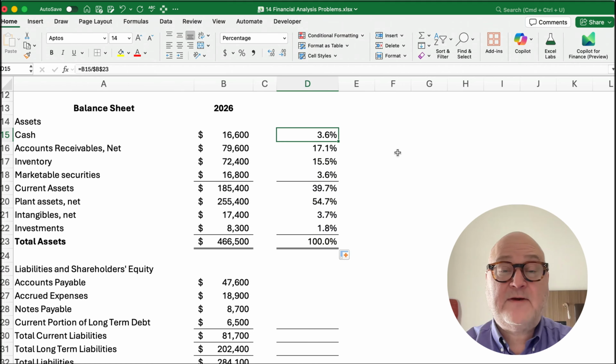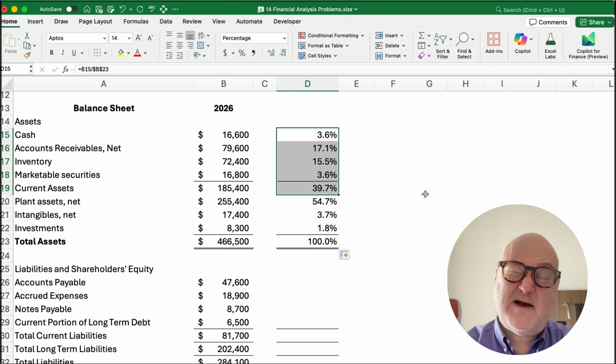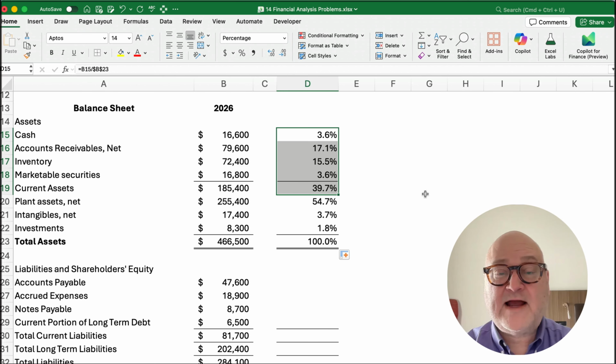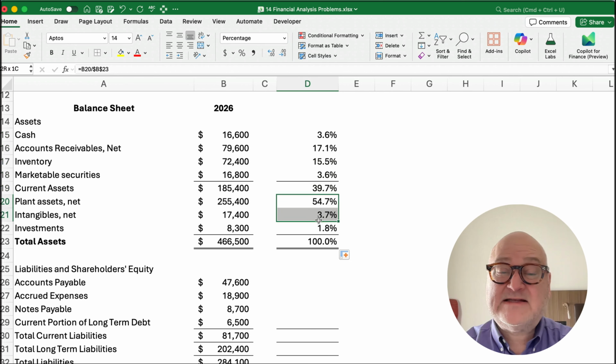So cash makes up about 3.5% of our total assets. Accounts receivable is about 17% of our assets. Inventory is about 15.5%. This is helpful when we start looking at year to year and how much assets we have and what's the component. So current assets make up about 39.7% of our assets. And the long-term assets are the remaining, about 60.3% of our total assets.